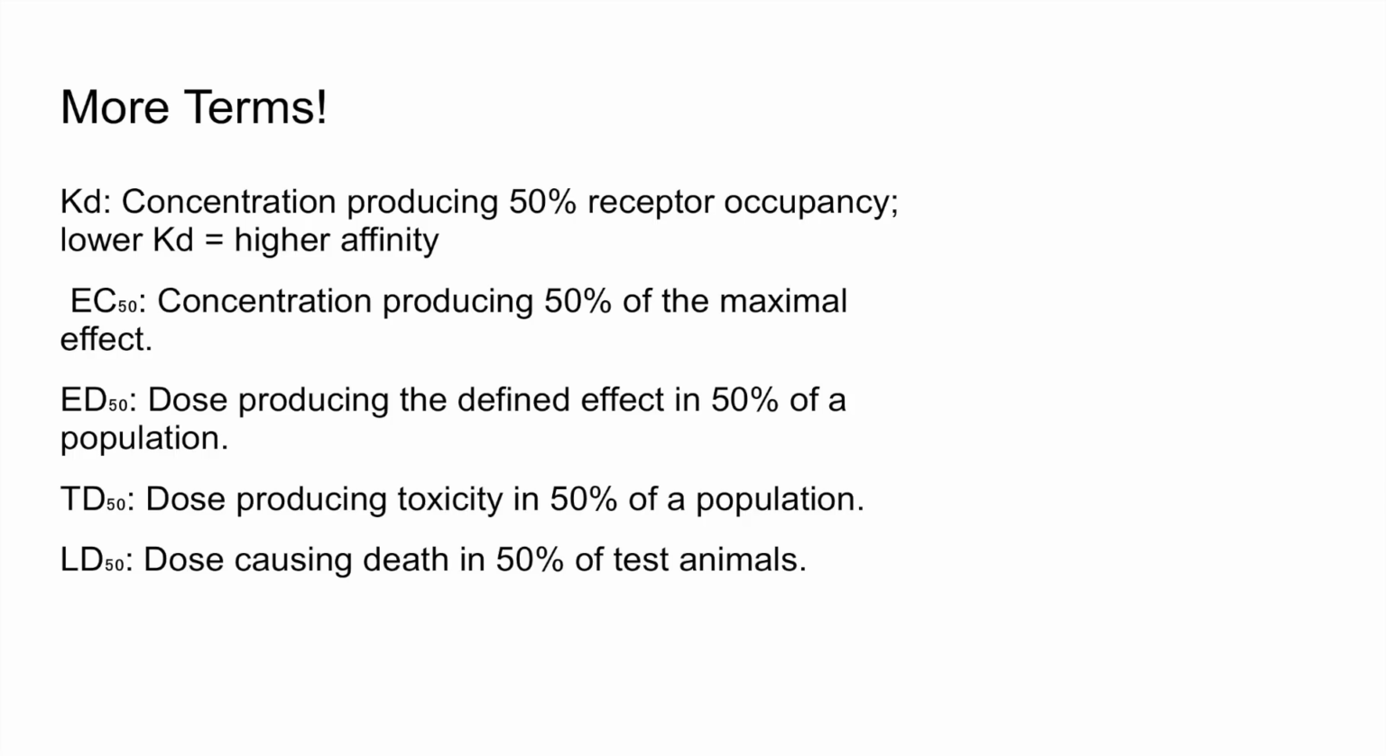ED50 is the dose that produces a defined therapeutic effect in 50% of a population. TD50 produces a specified toxic effect in 50% of the population, while LD50 causes death in 50% of test animals. The therapeutic index is commonly calculated as TD50 divided by ED50. A higher value generally represents a wider separation between therapeutic and toxic doses, which is what we want.